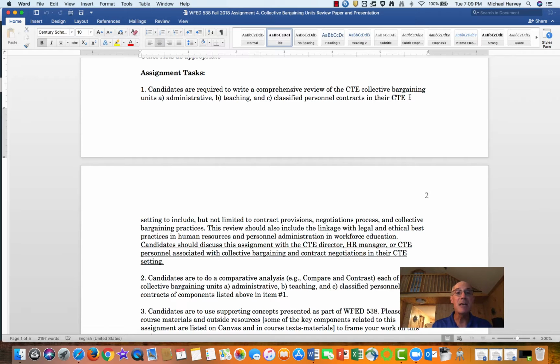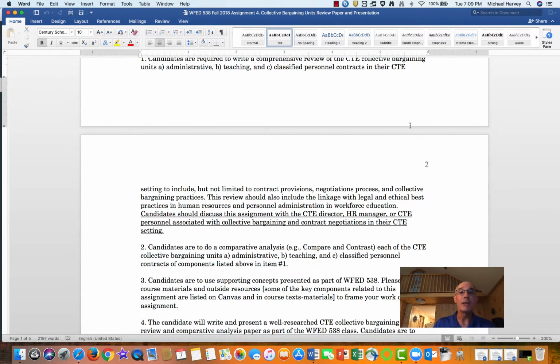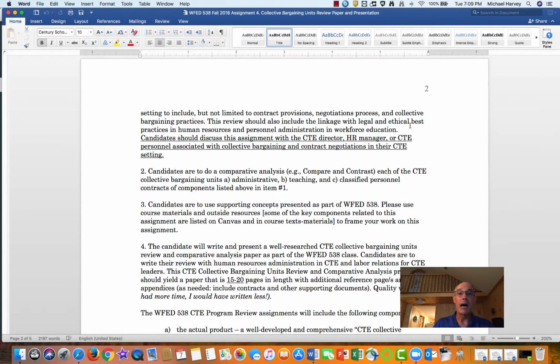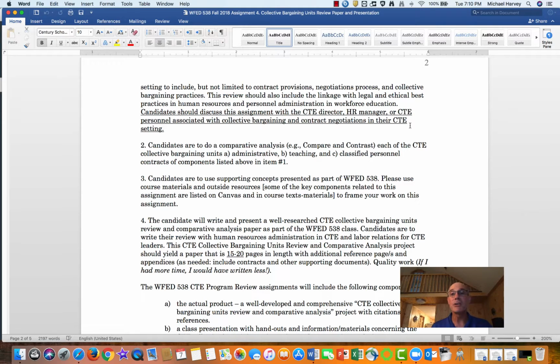For the assignment tasks, candidates are to write a collective bargaining units assessment and an overall comprehensive review for administrators, for teaching staff, and for classified personnel. They are to look at contract provisions, negotiation processes and procedures, and collective bargaining practices for those 3 units. In that review, I would suggest again that you have this discussion with your CTE director, your HR manager, your CTE personnel, or other associated people that are part of collective bargaining and contract negotiations.